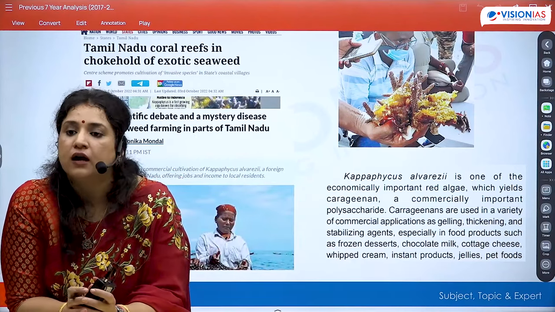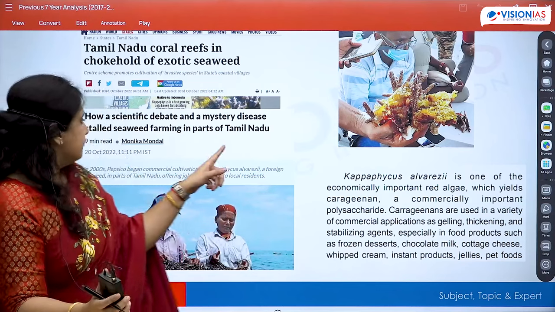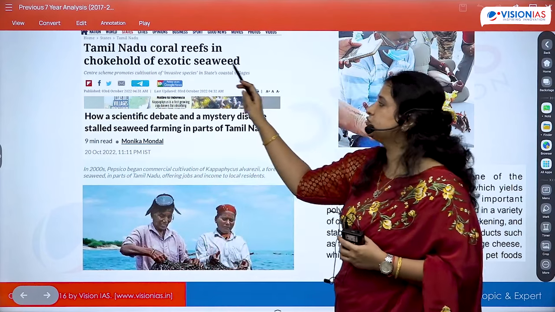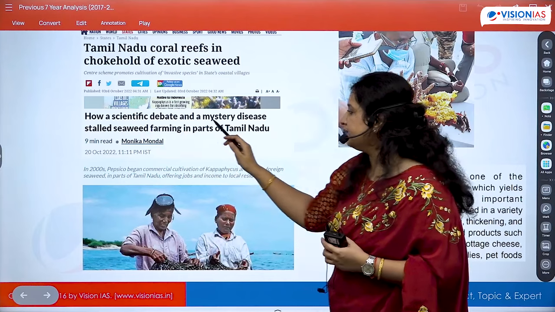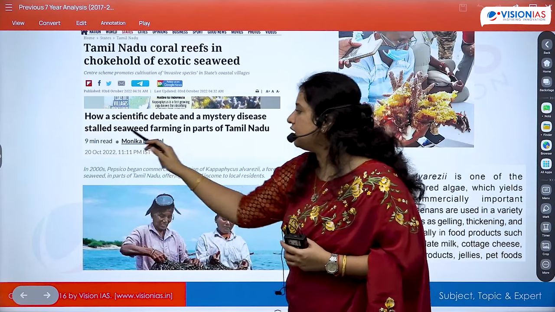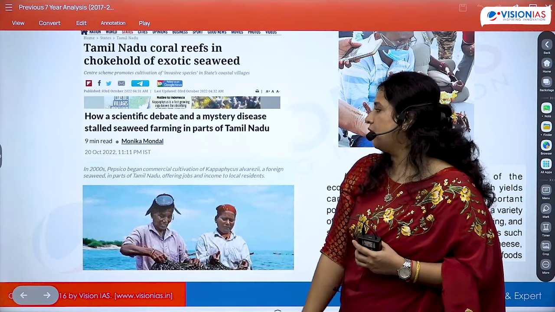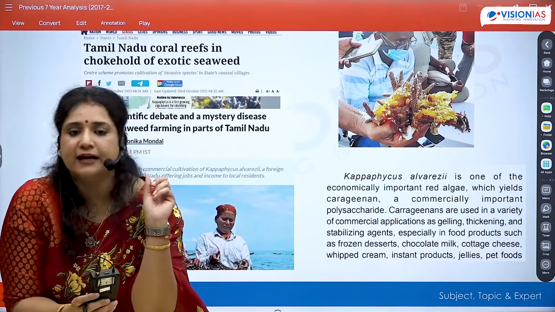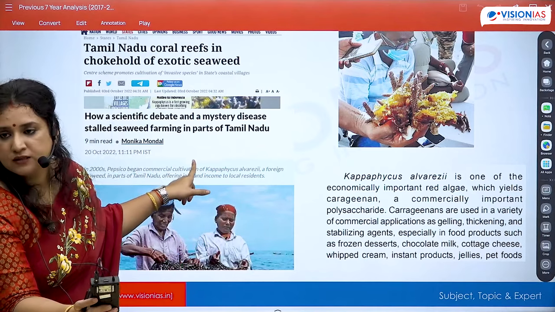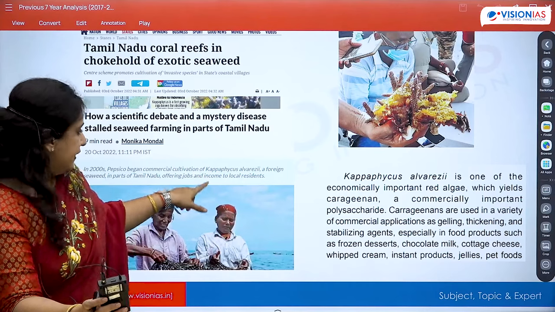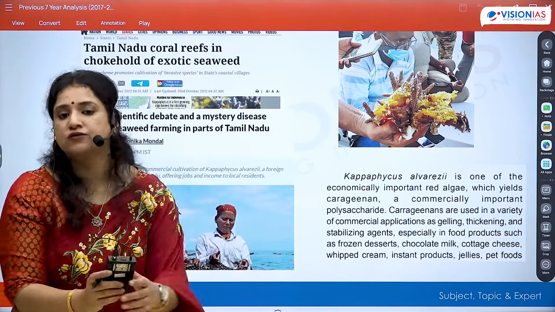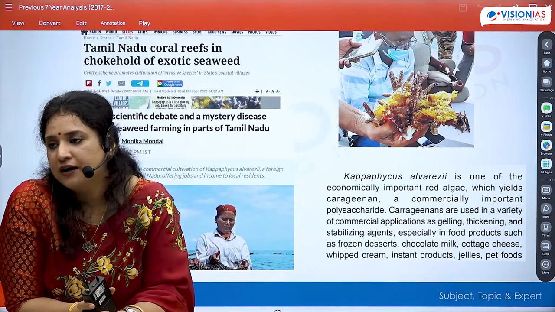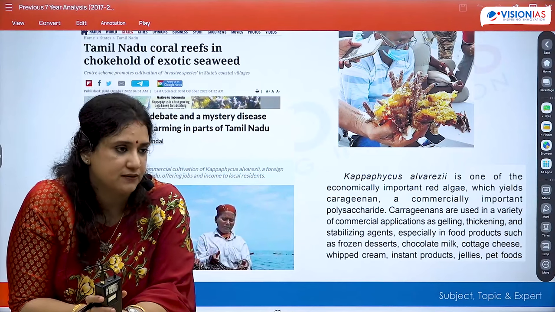Okay. So what happened? Because of this, look, Tamil Nadu coral reefs in chokehold of exotic seaweed. How a scientific debate and mystery disease stalled seaweed farming in parts of Tamil Nadu. Mystery disease, it says. But anyway, bottom line is, in these articles, the name of this database was mentioned, that this particular seaweed, Kappaphycus, is a part of the global invasive species database. And under that was IUCN. And that is what UPSC asked.